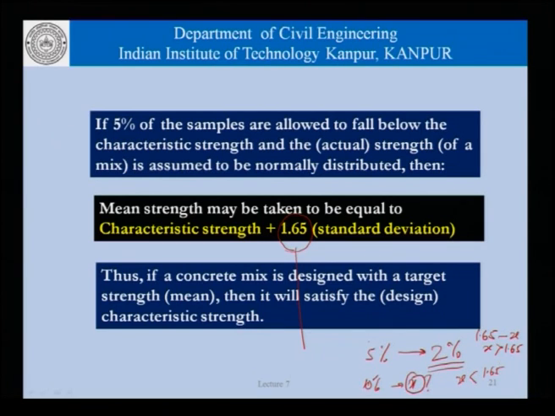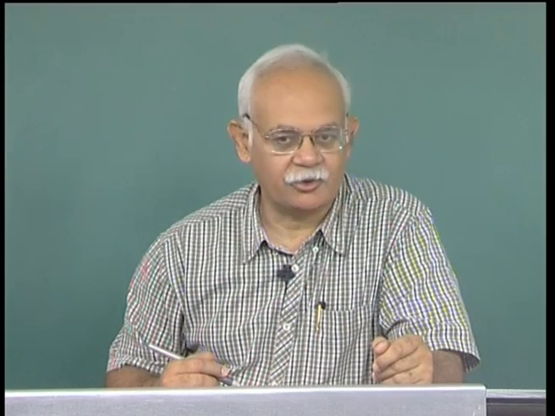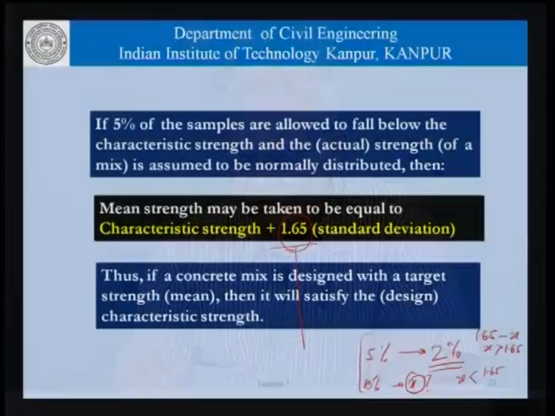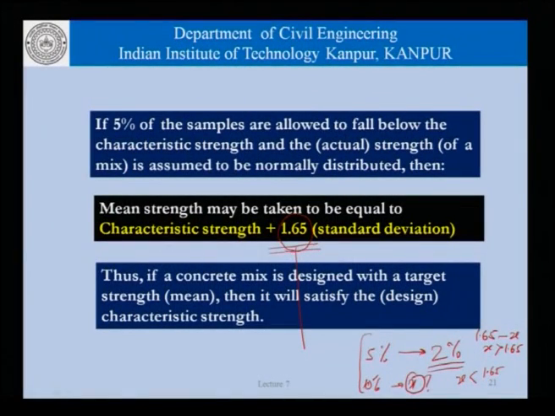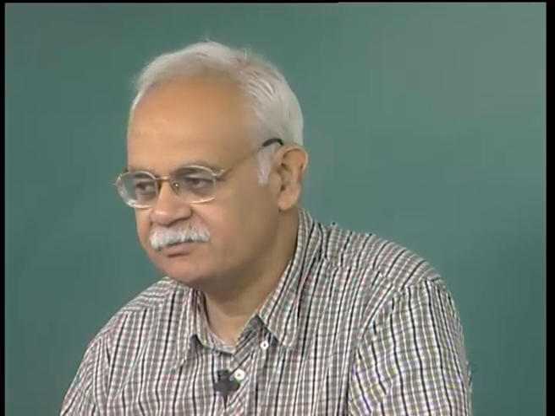And this discussion you can see when you look at tables of the normal distribution, and I am leaving that as an exercise for you to do on your own and see how we get this factor of 1.65 and how this factor 1.65 changes if we allow the value of 5% to vary. So, make it 2%, make it 7%, 10% and so on.